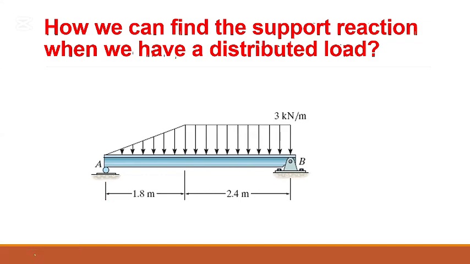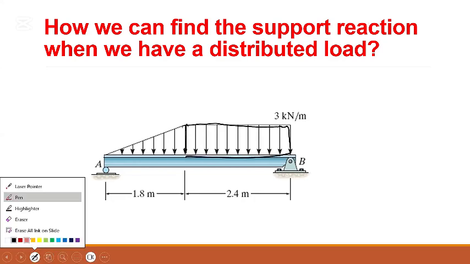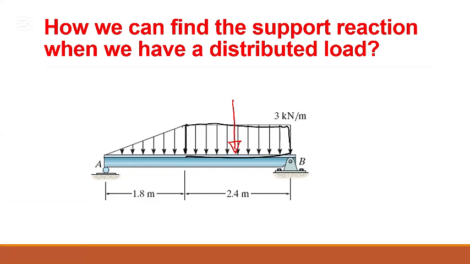So to find it for a uniformly distributed load, you are going to replace this by a single force acting at a certain point. So what you do here is, they are saying per meter it is 3 kilonewtons. So you consider this area. This 3 is this height. Sorry, 3 kilonewtons per meter.